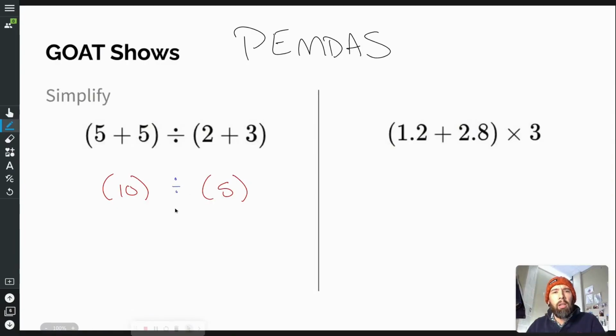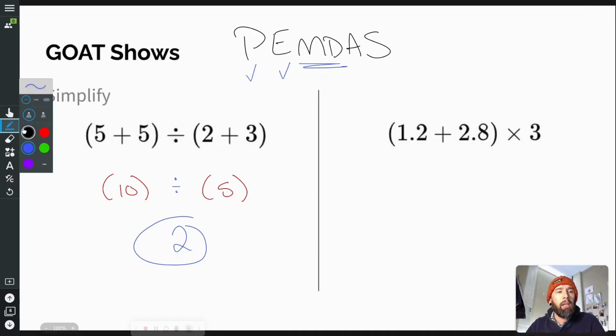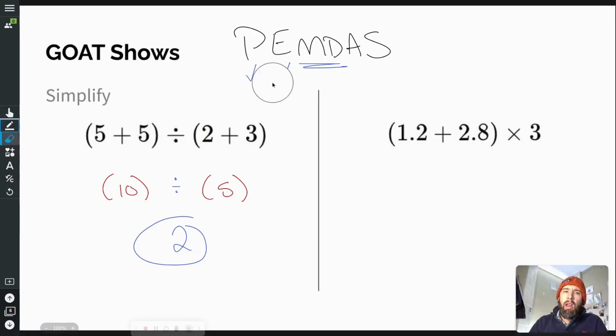Okay, so did I do the parentheses? Inside the parentheses, yes. Are there any exponents? No. Can I multiply or divide left to right? Yep. I could divide. 10 divided by 5 is 2. I've got nothing else to worry about, so I'm done. No adding, no subtracting. Let's get rid of you.